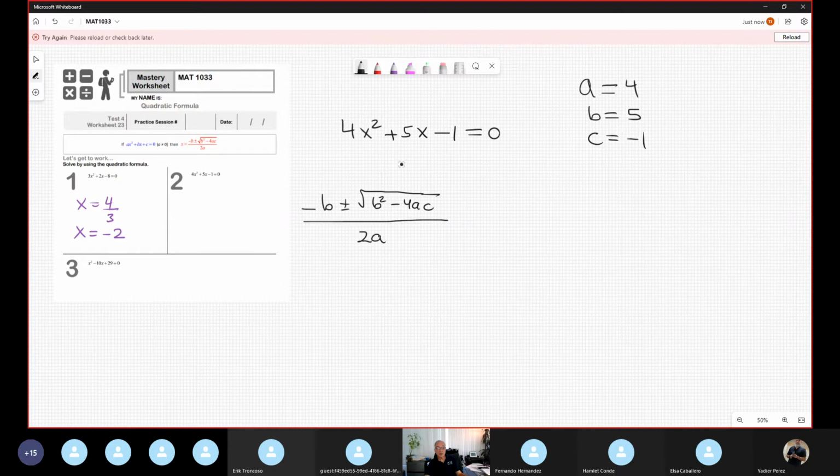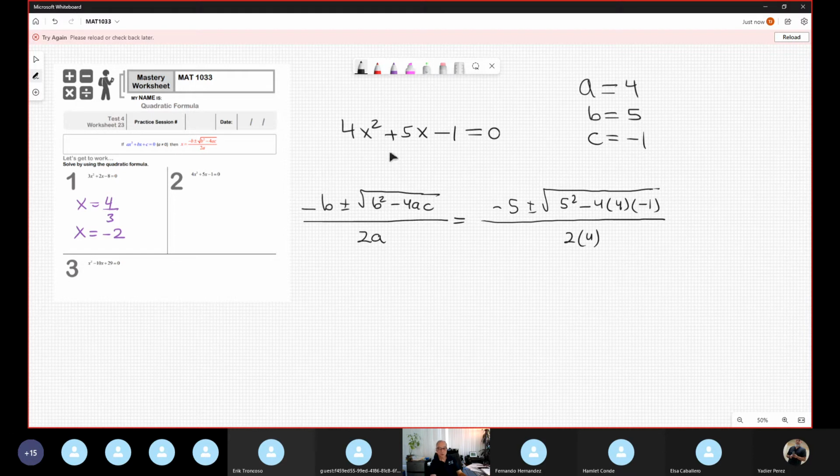The organization is extremely important in mathematics. Now replace. Don't do anything else, only replace. Minus 5 plus and minus the square root of 5 squared minus 4 multiplied by 4, which is A, and multiplied by negative 1, which is C, divided by 2 times 4.